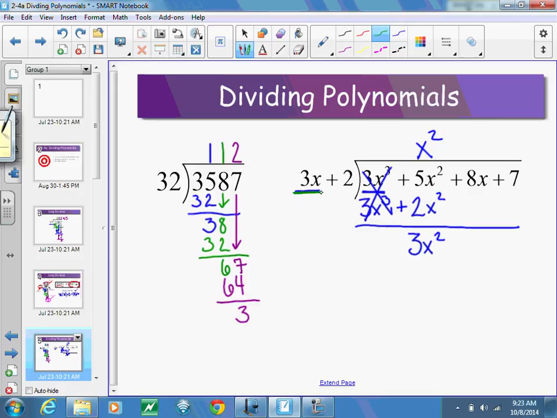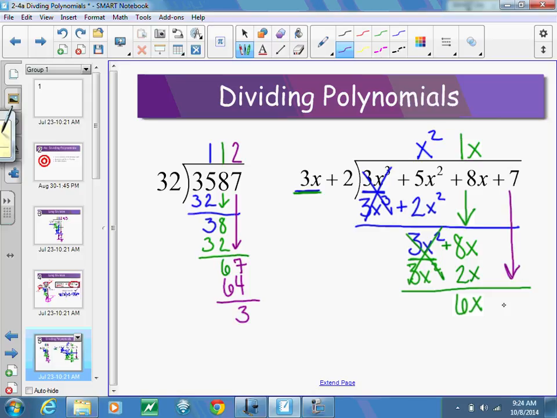Now I take a look at this 3x again, and I ask myself, what times 3x would give me 3x squared? Well, the 3 is already there. I just need to multiply by 1x. And so now 1x times 3x, oops, I'm sorry, I forgot to bring down my 8. So I'm going to bring down my 8x before I do anything here. So now 3x times what gives me 3x squared? That's 1x. 1x times 3x is 3x squared. 1x times 2 is a positive 2x. Now I can subtract. The 3x squares are going to cancel out, and here I'm going to end up with 6x.